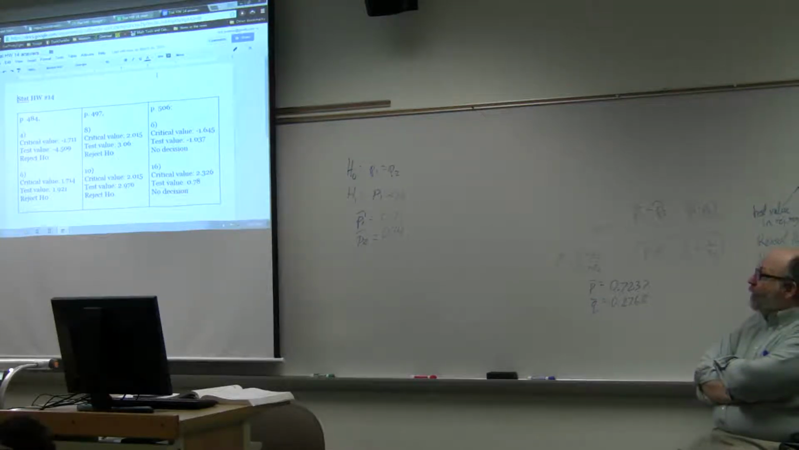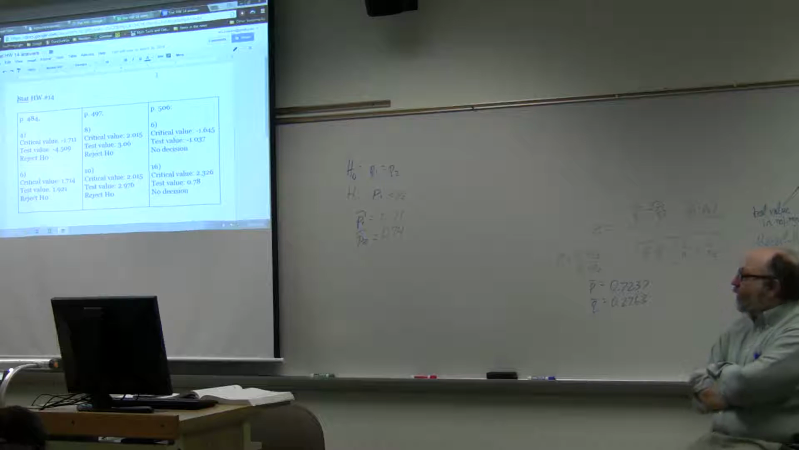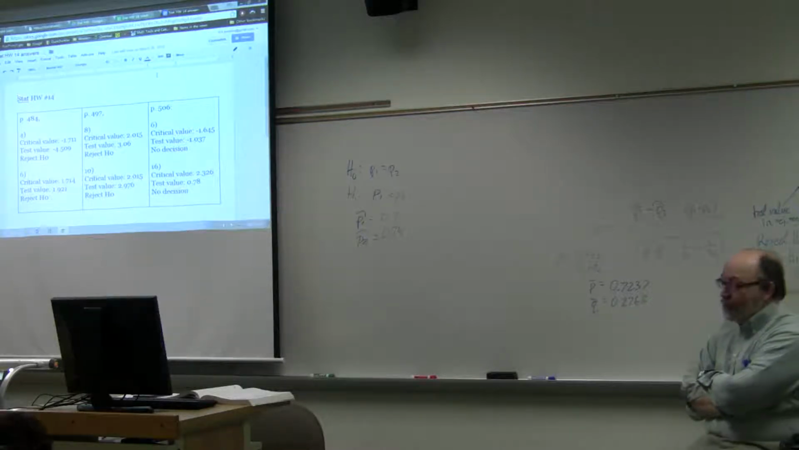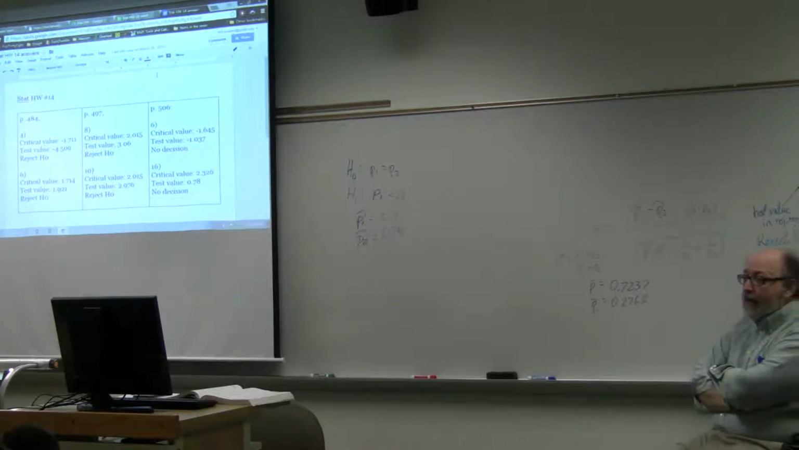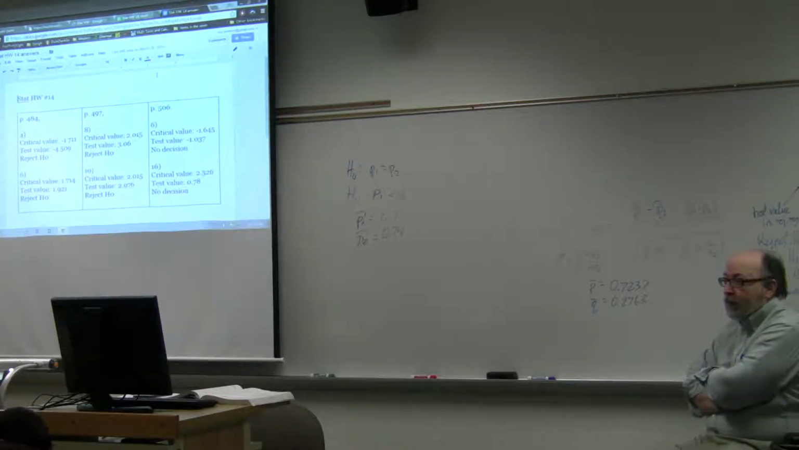So you could have either positive numbers with a greater than or negative numbers with a less than, depending on how you set up your P1 versus P2. Either way is fine as long as you're consistent. Right?